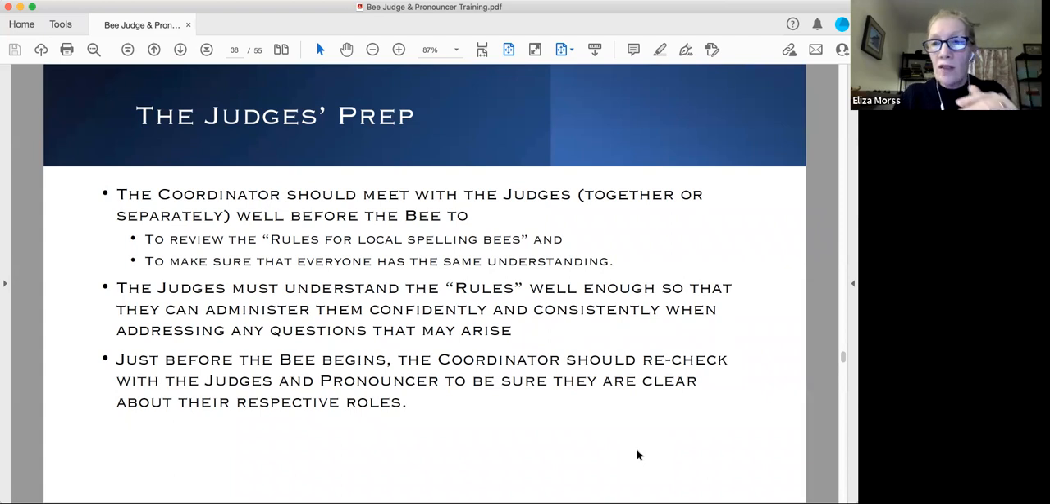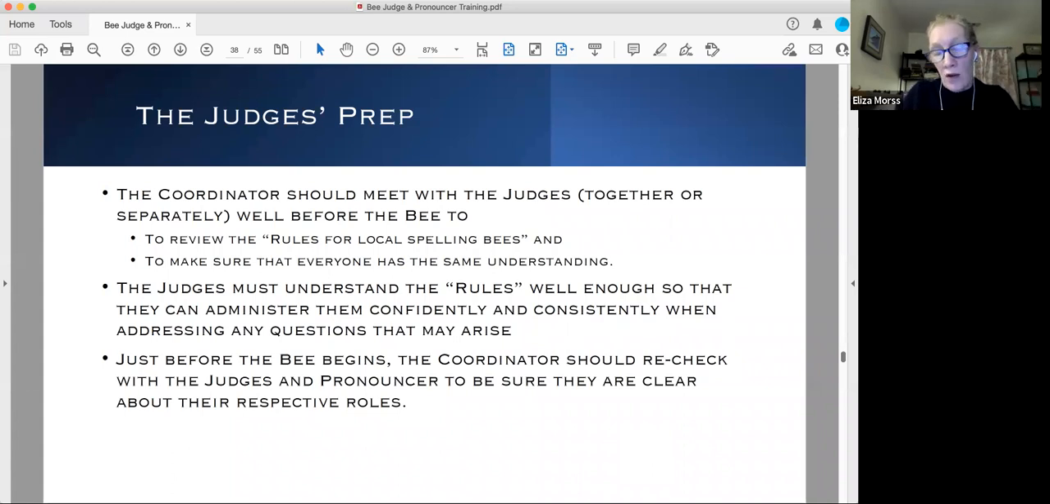And then just before the bee begins, so the kids are sitting in their chairs or they're milling around just before they sit in their chairs, the coordinator should have a little huddle with the judges and the pronouncer to make sure everybody knows what the procedures are, what the roles are going to be, to make sure that everybody's clear about what's going to happen. And also, it's just a nice refresher.